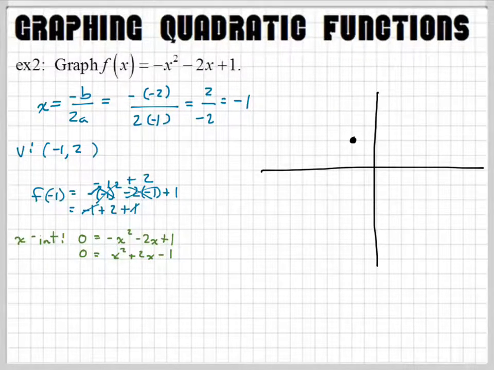Oh, I graphed it wrong? Oh, yeah, I did. It should be negative 1, 2. Okay, I'll fix that. This is not factorable. What are our options? Quadratic formula.